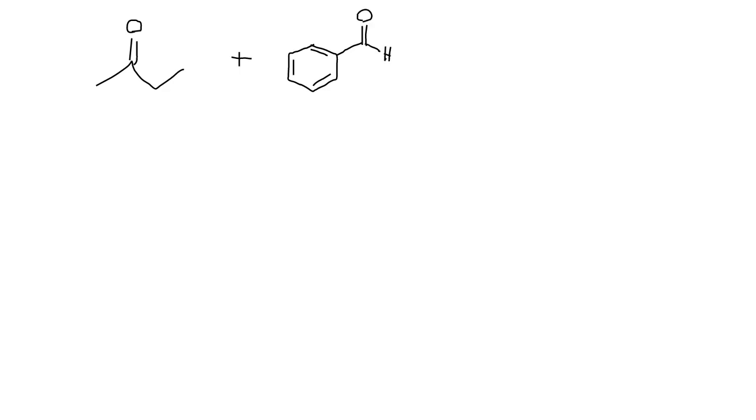So the only thing that you could have happen here is that this one has to add to this one. This can't add to this because you can't rip off a hydrogen from this. There's no beta hydrogen. But if you do have this add to this, which one of these hydrogens would be more likely to be ripped off?